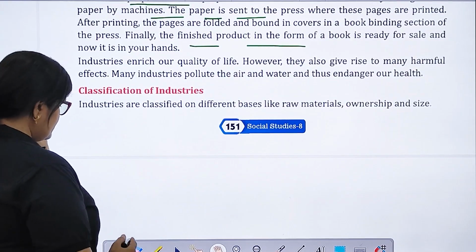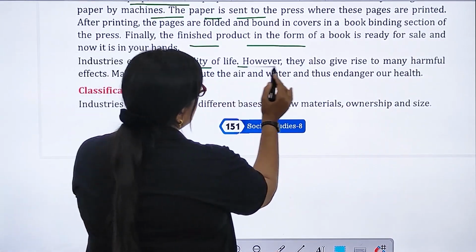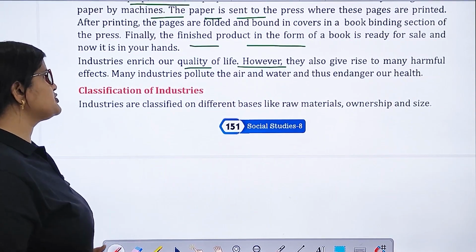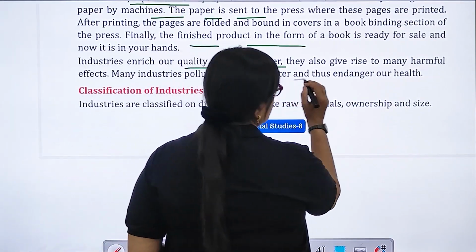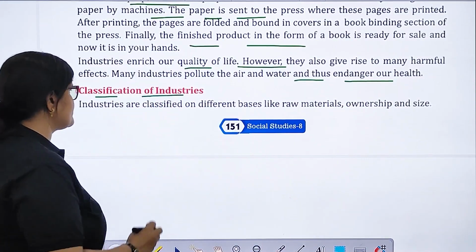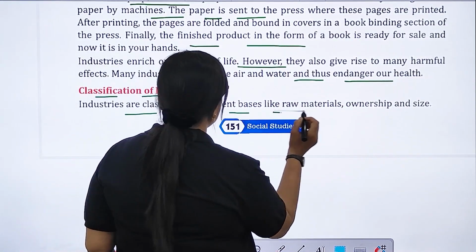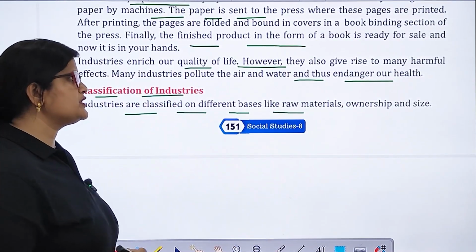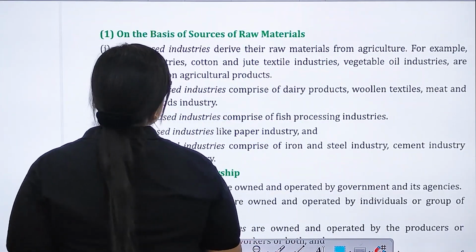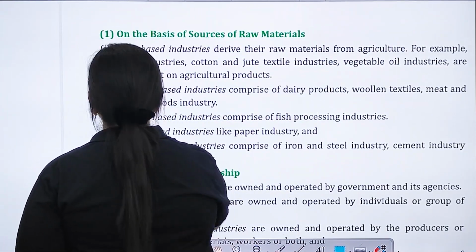Okay, so industries enrich our quality of life. However, they also give rise to many harmful effects. Many industries pollute the air and water and thus endanger our health. Classification of industries. Industries are classified on different bases like raw materials, ownership and size. On the basis of source of raw materials.